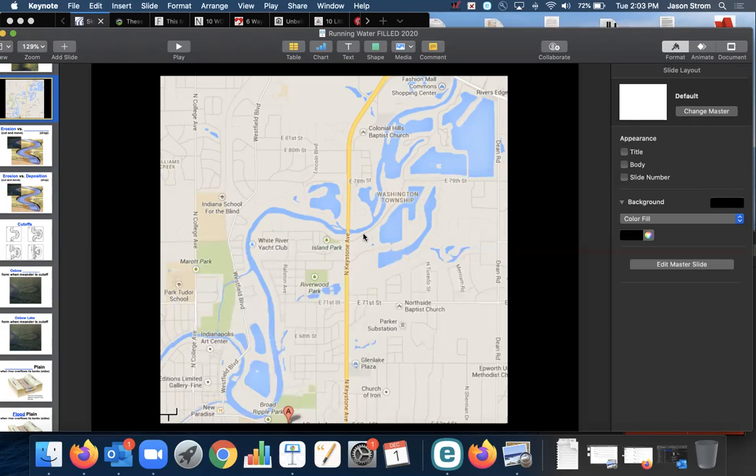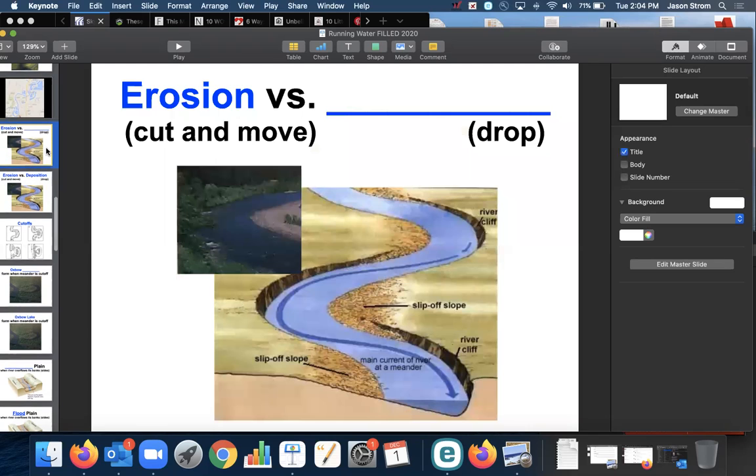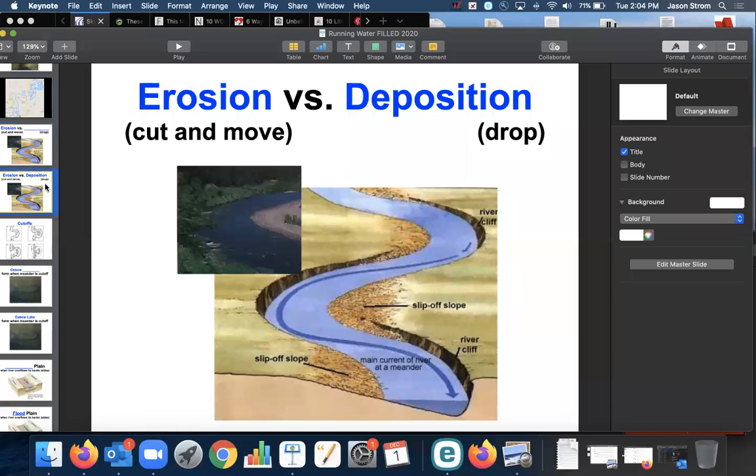But if Indianapolis wasn't there, and if this was just in a place where there weren't a lot of people, if there's just farmland or whatever, then the river would meander. It would change course slowly over time. The reason that happens is all because of erosion and deposition.